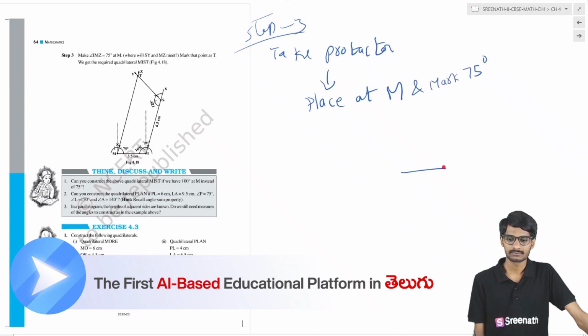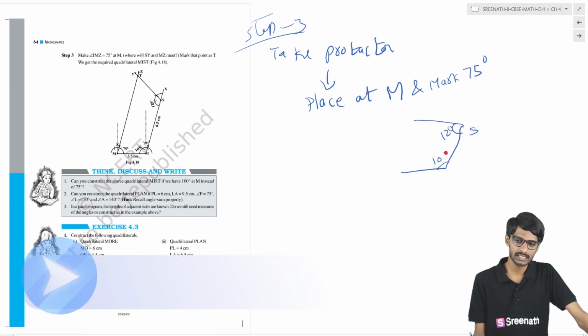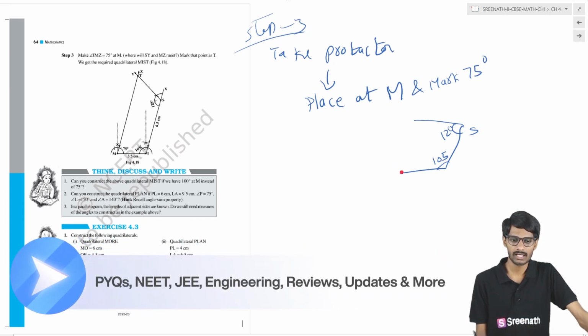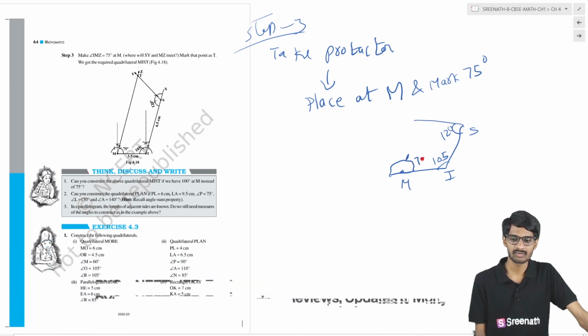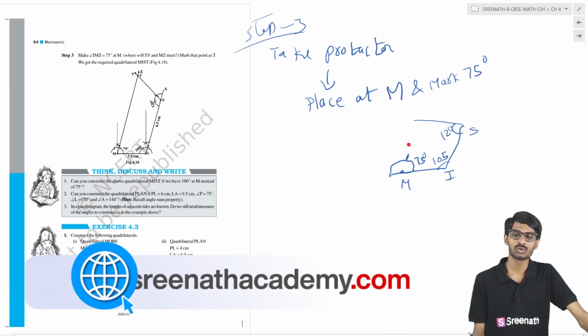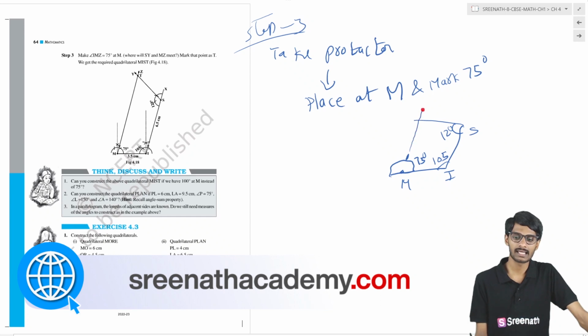So basically it is having the 120 degrees, it is the 105 degrees, and again from here you have to draw a line segment. This is the M point, this is the I point. You have to put the protractor at this point and mark 75 degrees here, 75 degrees here. After that you have to extend this line like this. This extend line and this extend line will coincide at one point, and we call that another point as the T, that is the required point.